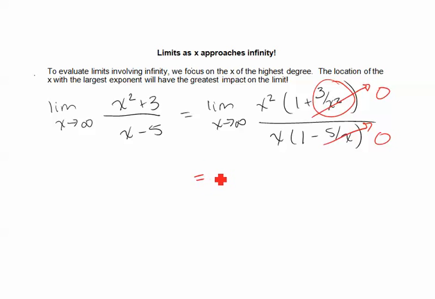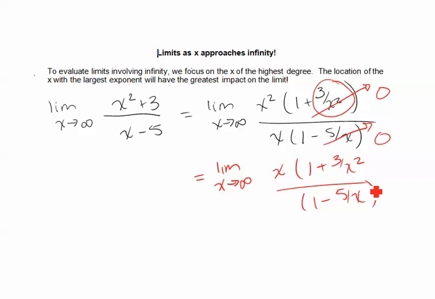Also, we can simplify. This would give us the limit as x approaches infinity of x squared divided by x. Well, that would just be x. And then we had 1 plus 3 over x squared and 1 minus 5 over x. As we said before, these terms are going to go to 0. So what we would have left would be x times 1 divided by 1. That means our limit is infinity.